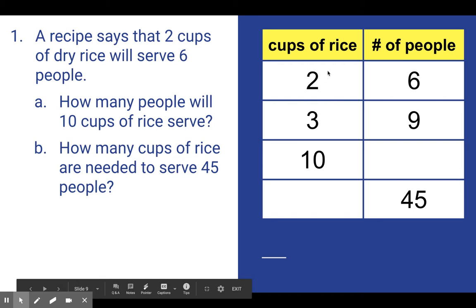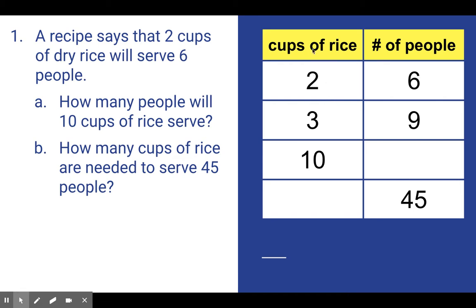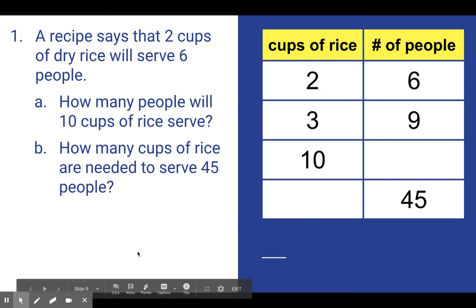And again, we could have gotten that from realizing that if I multiplied all of the numbers in the cups of rice column by 3, I get the number of people that it serves. So 2 times 3 serves 6 people. 3 times 3 gives me 9. 10 times 3 gives me that answer of 30 that I was looking for. And then 15 times 3 gives me 45. So in this case, I could have divided 45 by 3 to get my answer of 15.